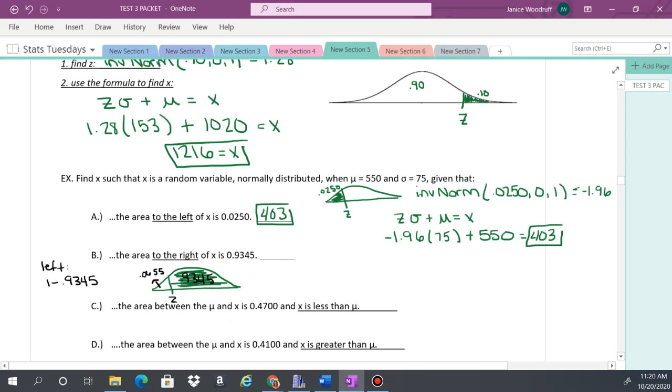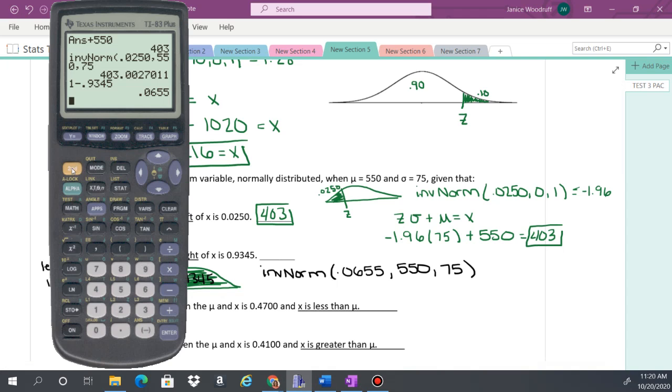So this z-score, we can go ahead and find the z-score, or we can just go ahead and plug it in for the problem. So I would go here, inverse norm, 0.0655, with my mean being 550 and my standard deviation 75. So second distribution, inverse norm, 0.0655, 550, 75. So there, that should give you a corresponding score of 437.